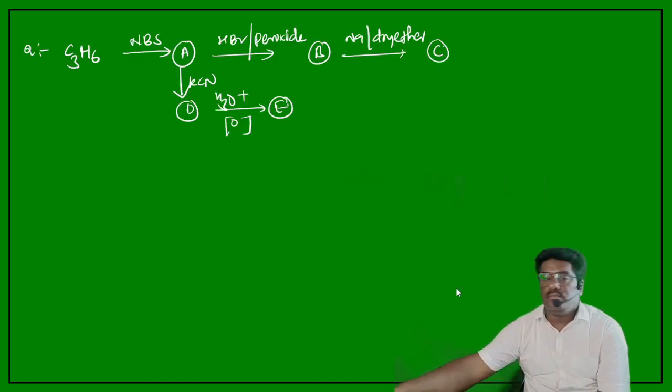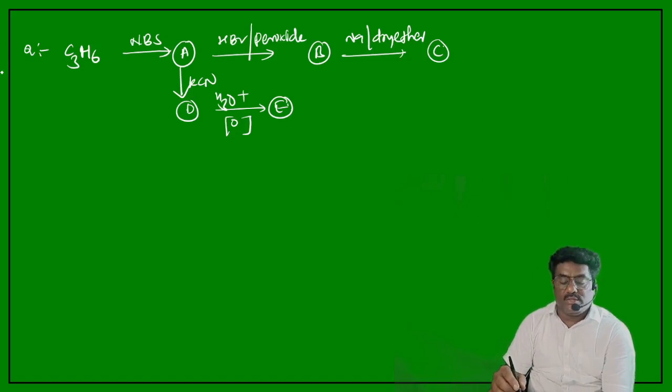Have a look for this reaction. C3H6 in presence of NBS gives allylic bromination. After that, bromination in presence of peroxides. After that, Wurtz reaction. The A reaction with KCN gives D, and hydrolysis and oxidation give E.